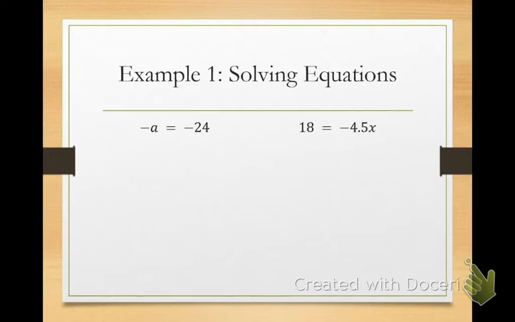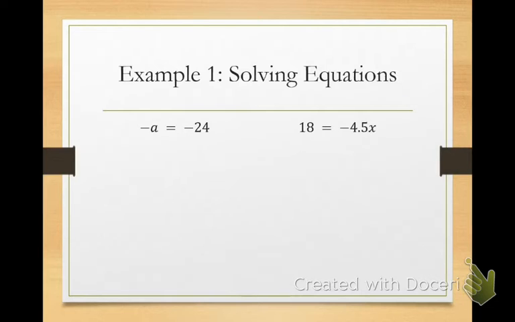Now let's look at the next two. I'm trying to give you different scenarios that you would see on your homework assignment tonight. All right, so -a equals -24. What do you notice that looks a little different about this one? No fraction. What else? Negative. A is already by itself, or it kind of looks like it. But here's my rule. That was some really good feedback, guys.